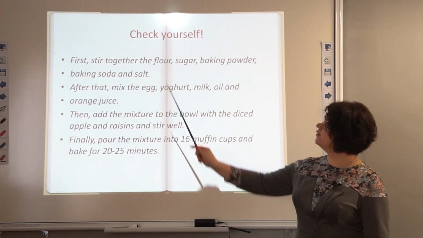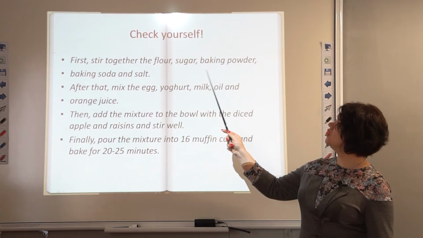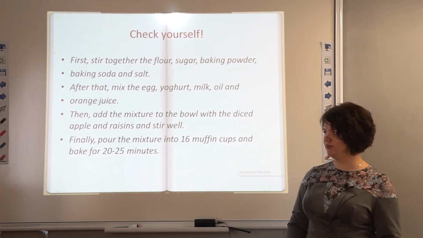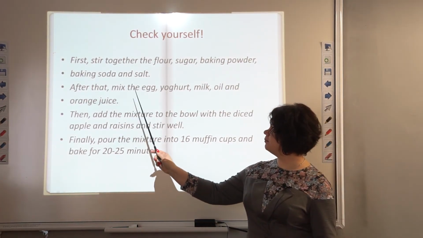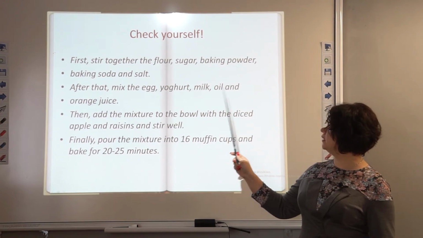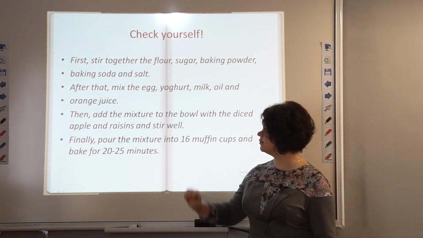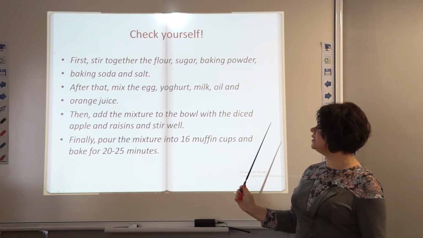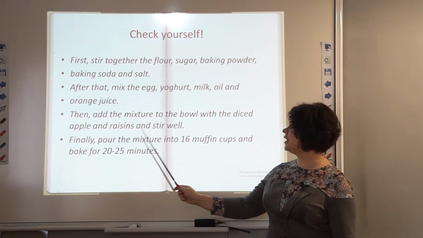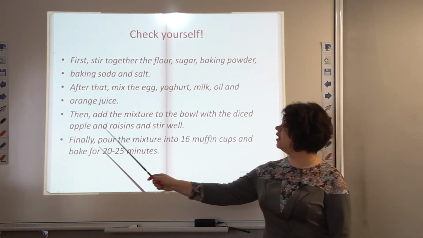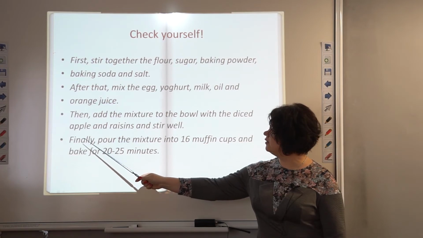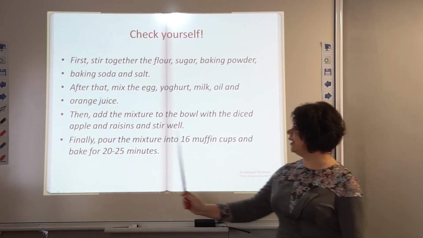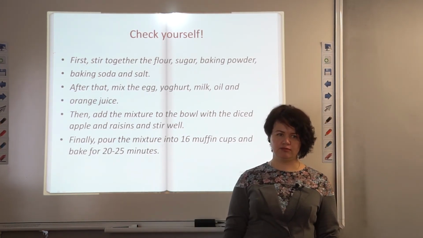The first one. First, stir together the flour, sugar, baking powder, baking soda and salt. After that, mix the egg, yogurt, milk, oil and orange juice. Then, add the mixture to the bowl with the diced apple and raisins and stir well. And the last one, finally pour the mixture into 16 muffin cups and bake for 20-25 minutes.